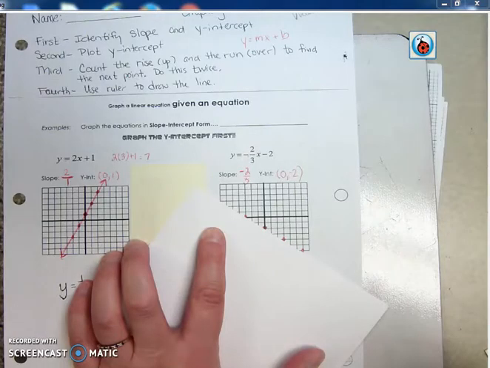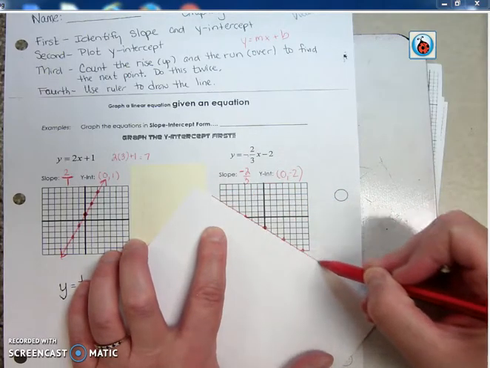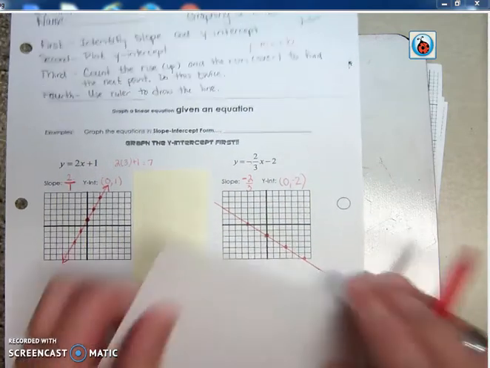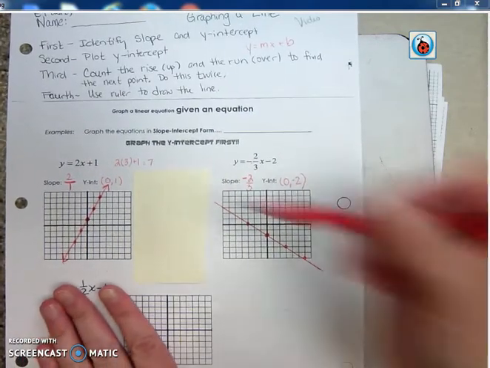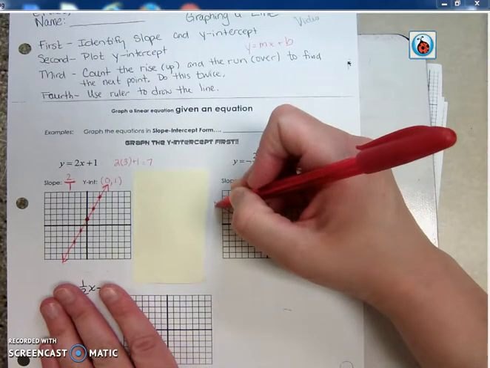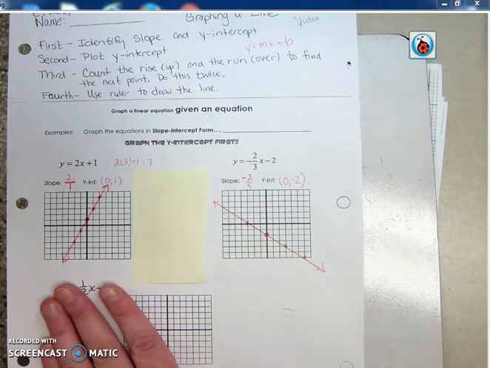Here's my straight edge, and I'm going to use that to draw the line. That's how, when I made the line, I made it all the way off the paper. So there it is, making the line.